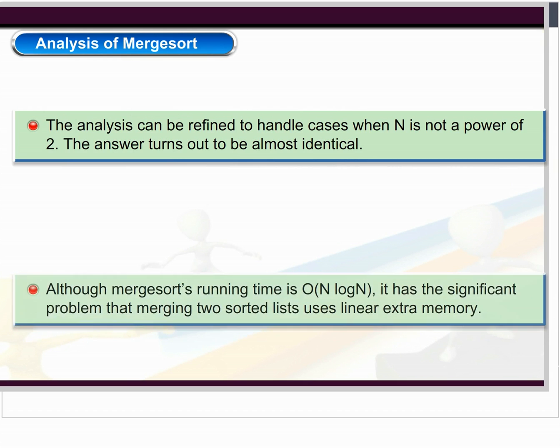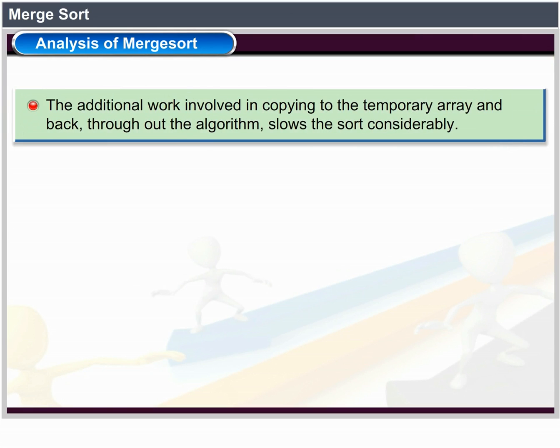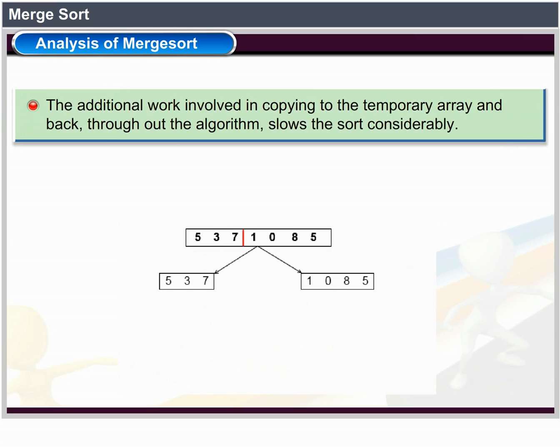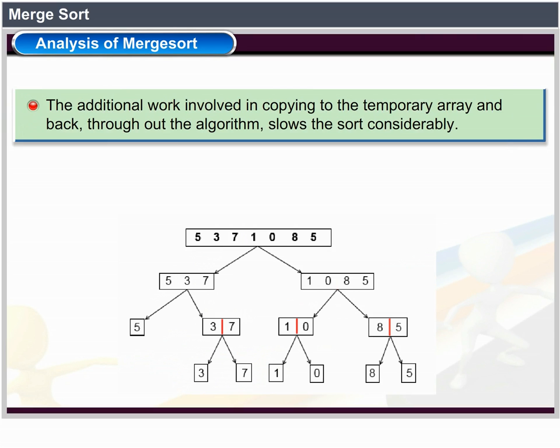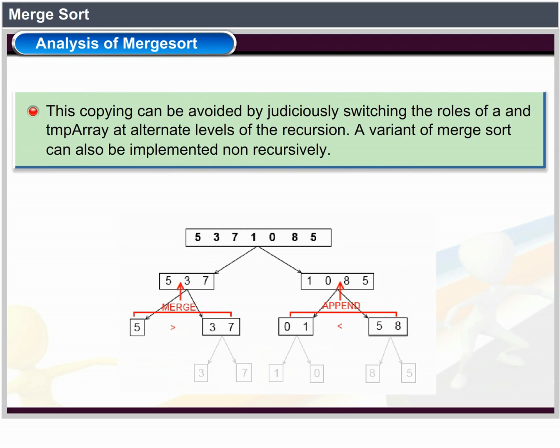Although merge sort's running time is big O of n log n, it has the significant problem that merging two sorted lists uses linear extra memory. The additional work involved in copying to the temporary array and back throughout the algorithm slows the sort considerably. This copying can be avoided by judiciously switching the roles of A and the temporary array at alternate levels of the recursion. A variant of merge sort can also be implemented non-recursively.